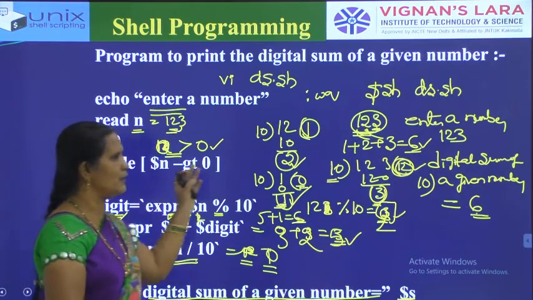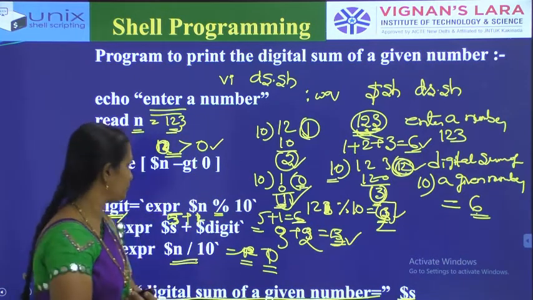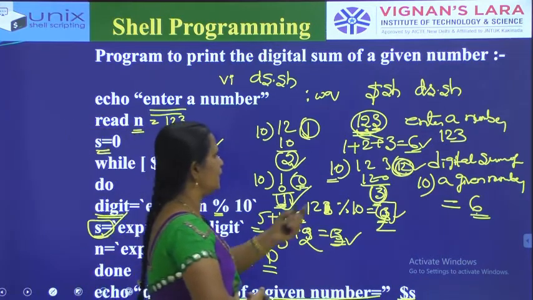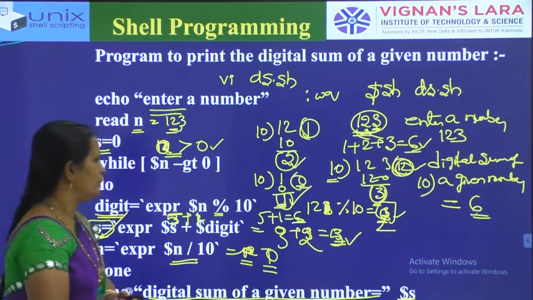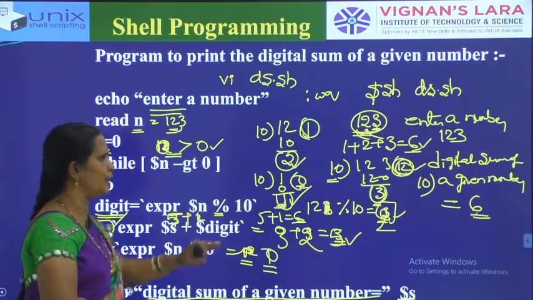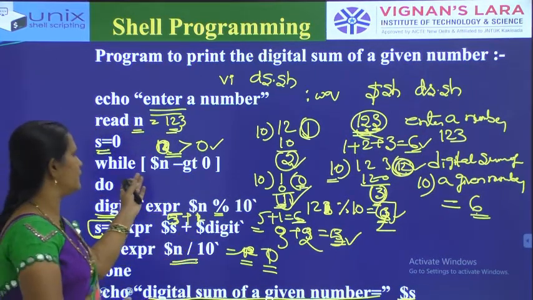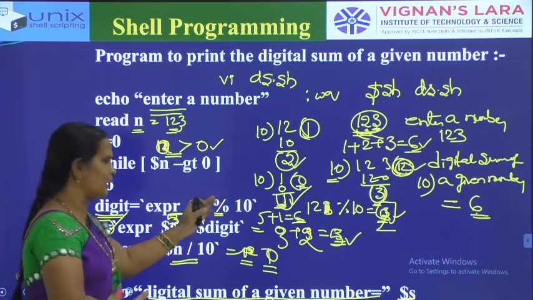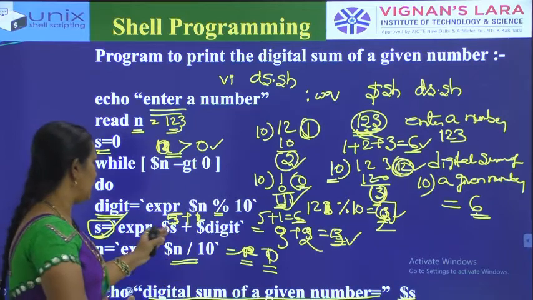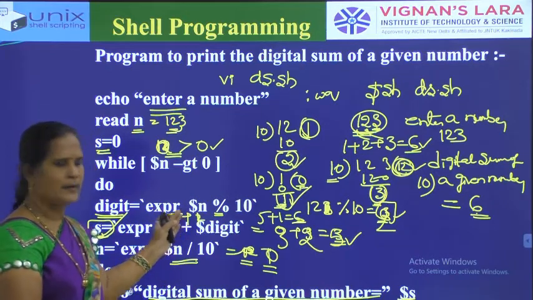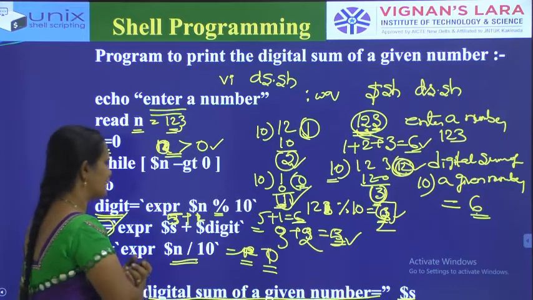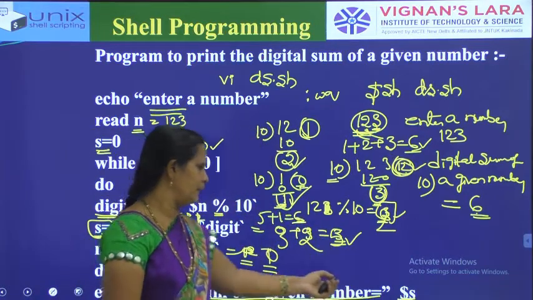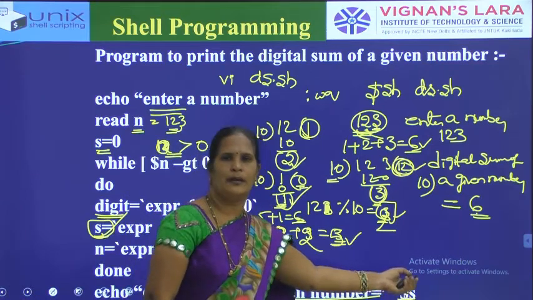First you have to get each and every digit. By using the percentage operator, we can get each and every digit. Next, each and every time we have to compare whether the quotient is greater than 0 or not. If it is greater than 0, you have to get the remainder and then add that with the previous sum value. Finally, S contains the digital sum of a given number. Next, you have to print this number by preceding S with $S.